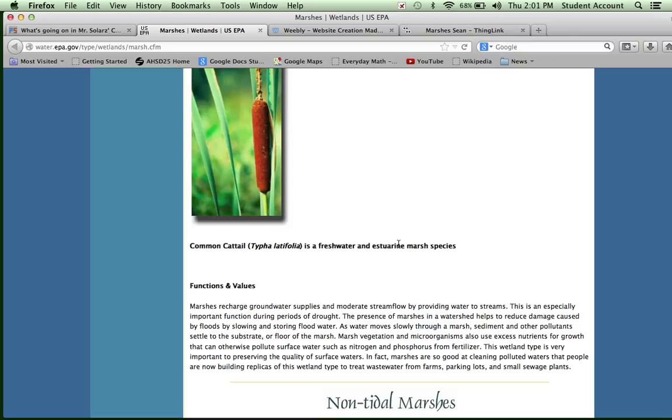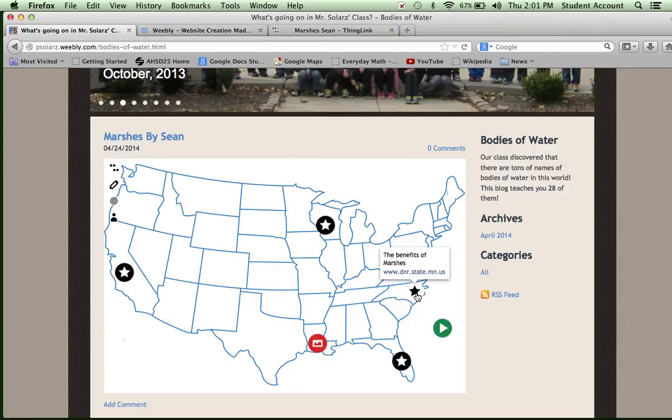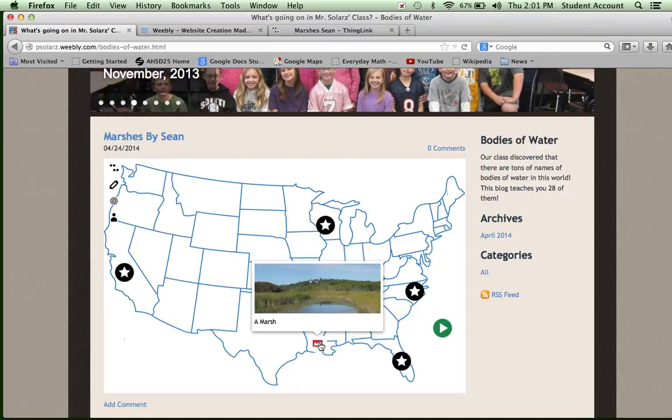flood. As water moves slowly through a marsh, sediment and other pollutants settle to the substrate or floor of the marsh. And marsh vegetation and microorganisms also use excess nutrients for growth that can otherwise pollute surface water, such as nitrogen and phosphorus from fertilizer. It's interesting. Here's just a picture of a marsh right there.